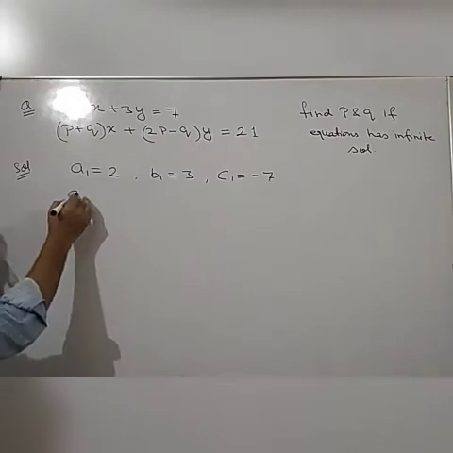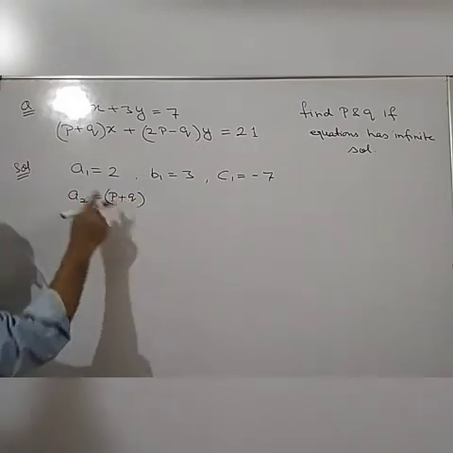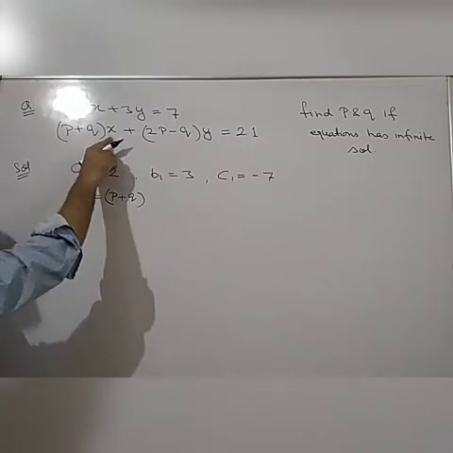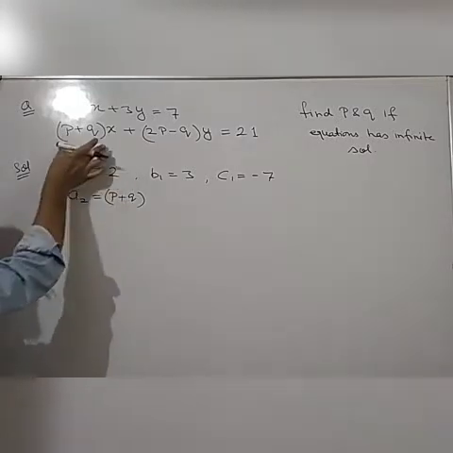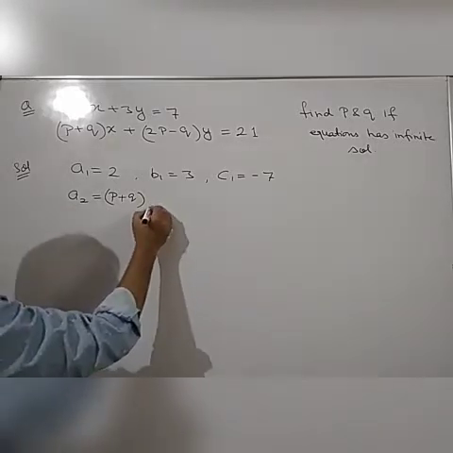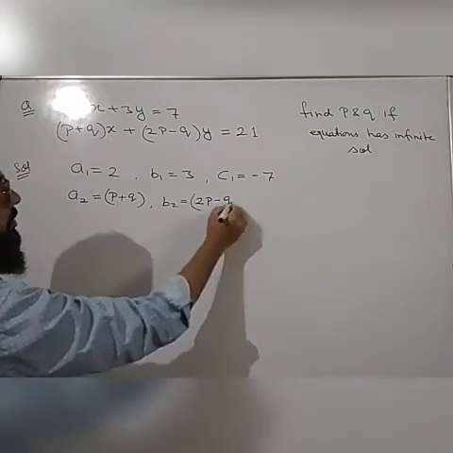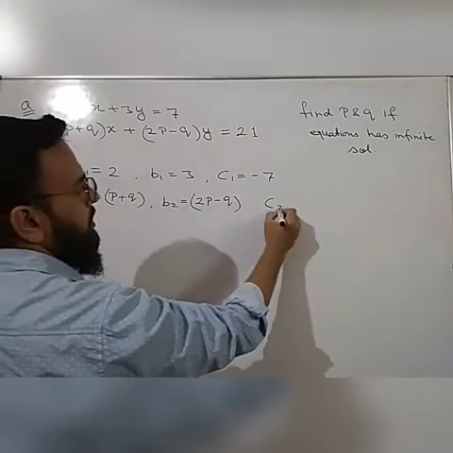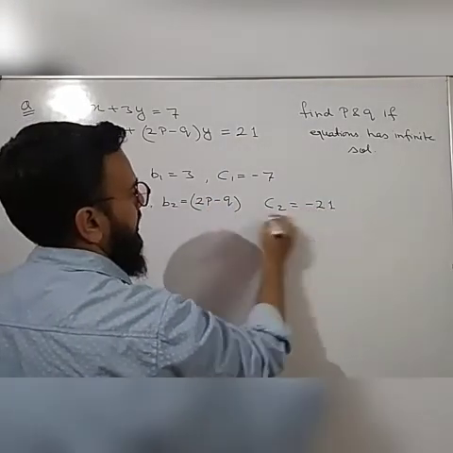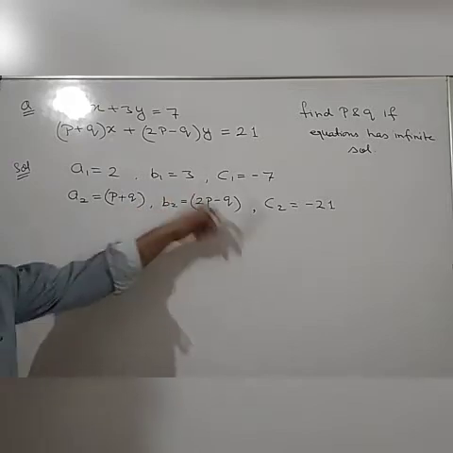Similarly, from equation 2, the value of a2 will be equal to p plus q. a2 is the coefficient of x, and the term with x is p plus q, so a2 is equal to p plus q. Similarly, b2 will be equal to 2p minus q, and c2 is equal to minus 21. So we got all the values a1, a2, b1, b2 and c1, c2.